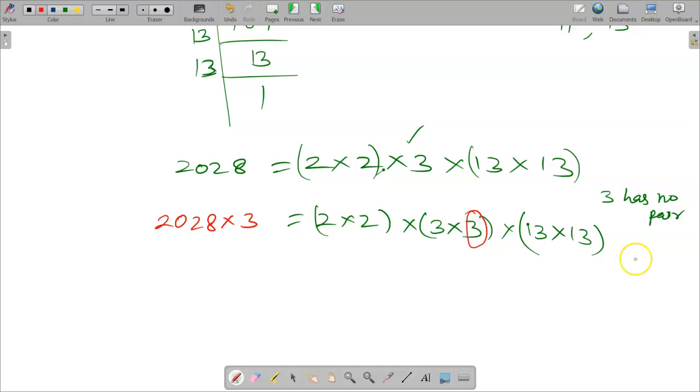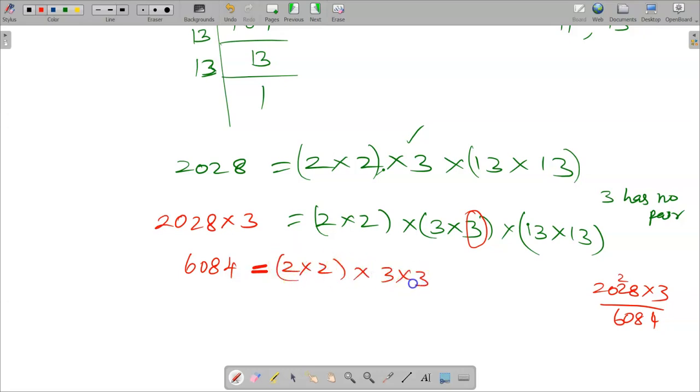So 2028 into 3, 8 3s are 24, 2, 3 2s are 6 plus 2 is 8, and then 3 into 0, 0, 3 2s are 6. So 6084 is a perfect square number, which I can write as 2 into 2 into 3 into 3 into 13 into 13.